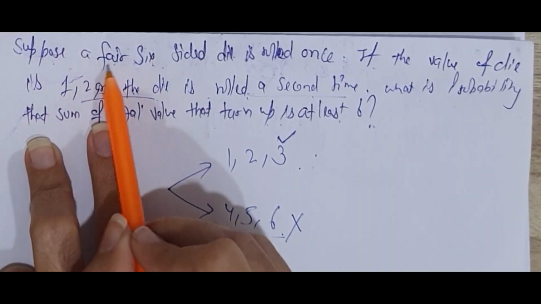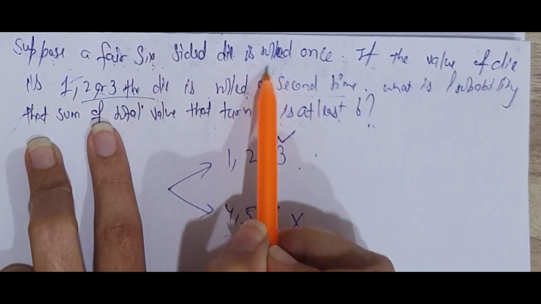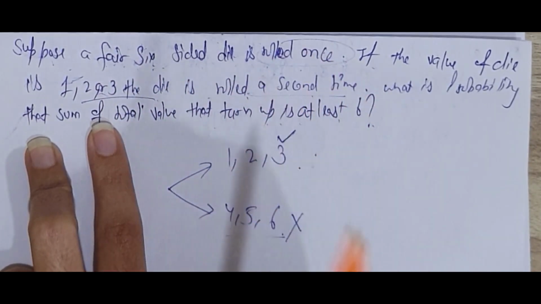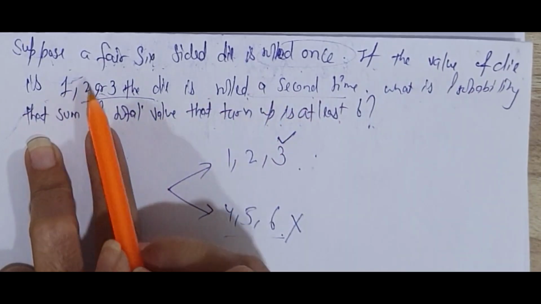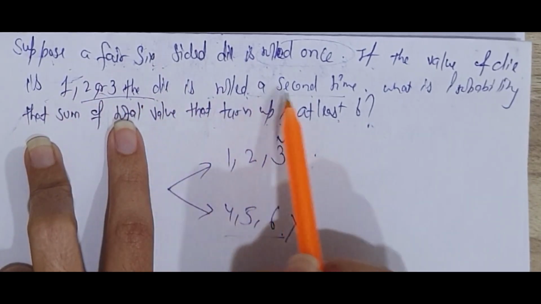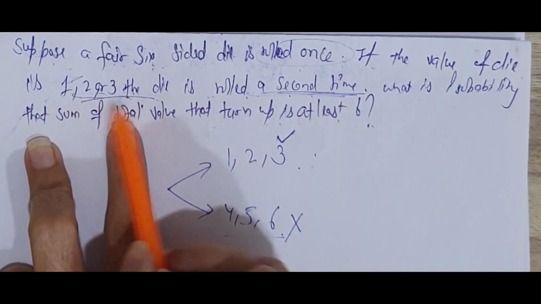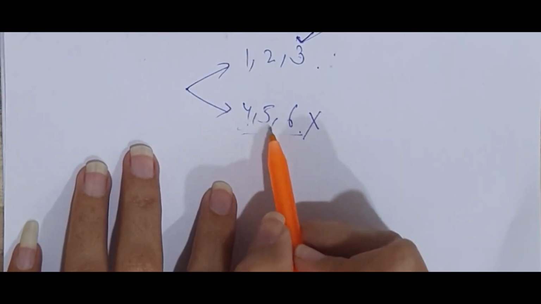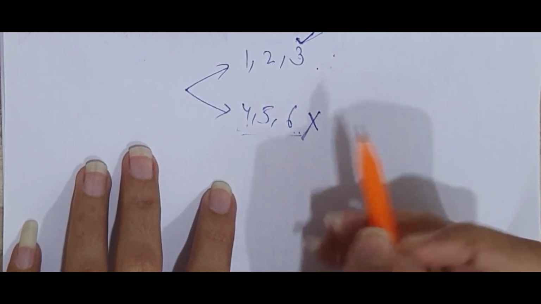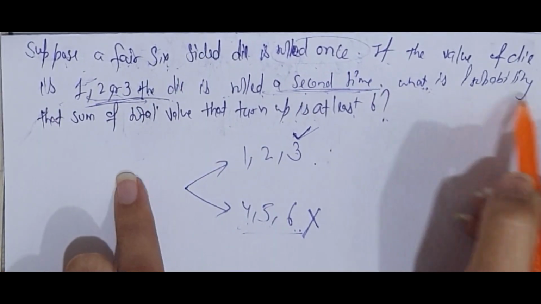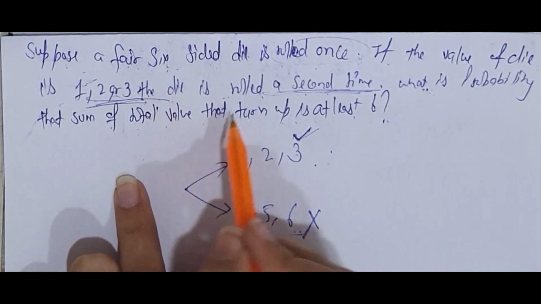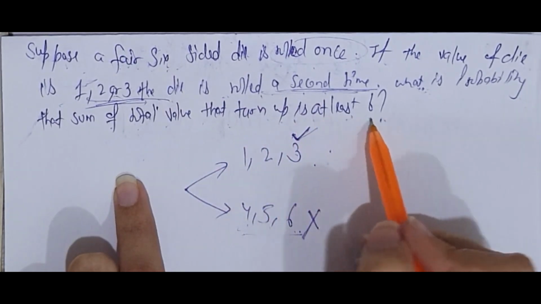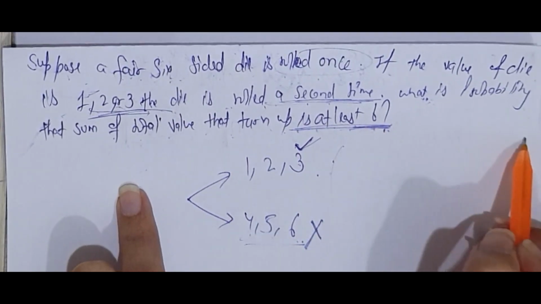As they are saying, a fair 6-sided dice is rolled once. If the value of the die is 1, 2 and 3, the dice is rolled second time. It obviously means if 4, 5, 6 appears, it will not be rolled second time. Then they are asking what is the probability that the sum of total values that turn up is at least 6. It means 6 or more than that.